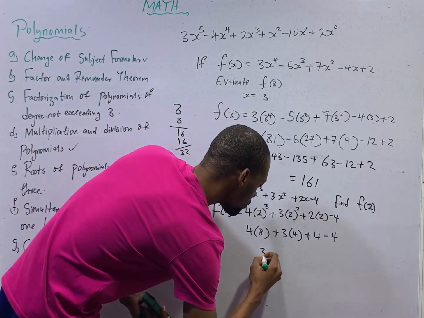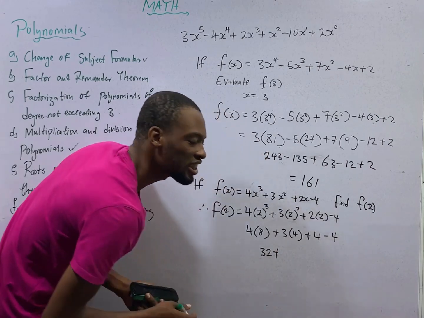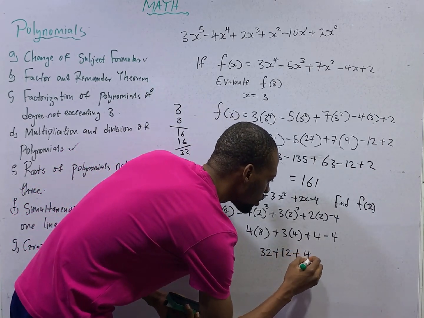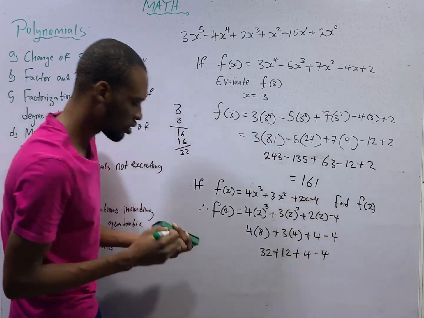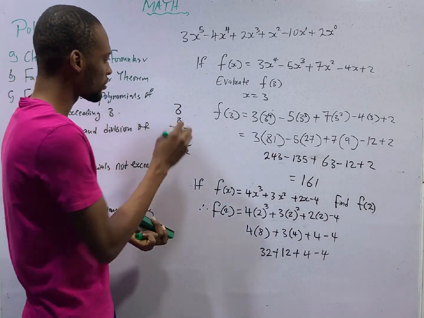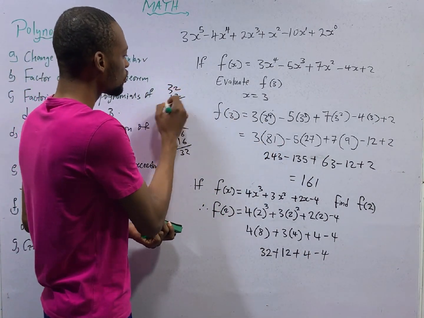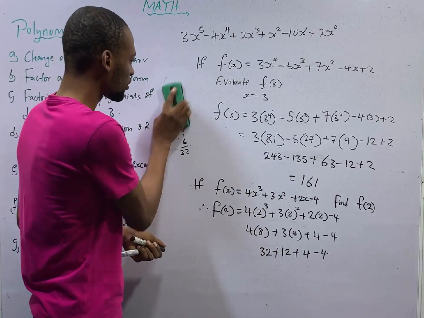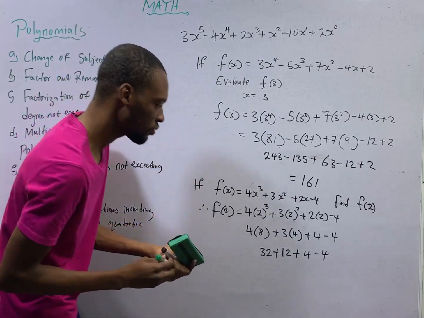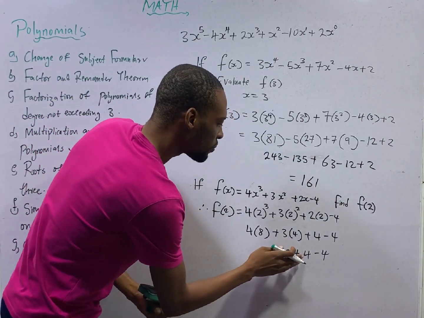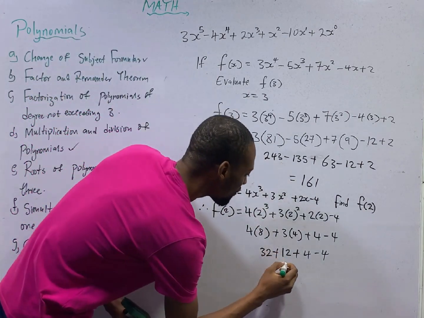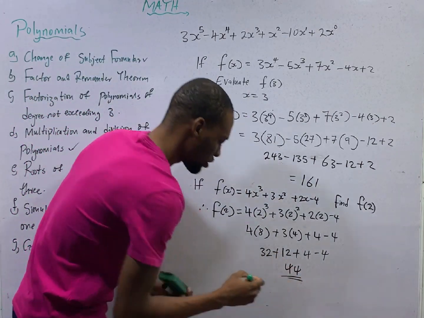You have 32 plus 3 times 4 is 12, plus 4 minus 4. 32 plus 12, that is 44. So 44 plus 4, 48, minus 4, 44. So the function of 2 is equal to 44.